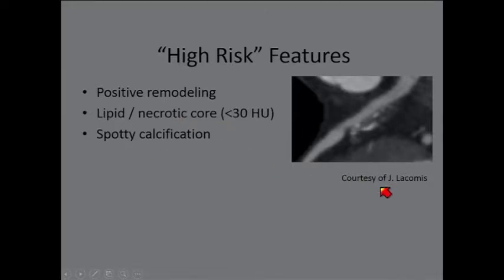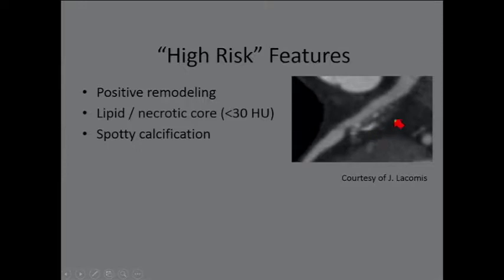And so Joan Laconis gave me this beautiful picture, and you can see that this plaque demonstrates all three characteristics. With relative preservation of the lumen, we see extensive positive remodeling with extensive eccentric plaque. This plaque is very mottled, with a mixed density to it, where there are low density portions and also this spotty calcification.